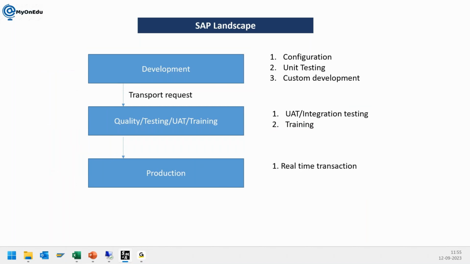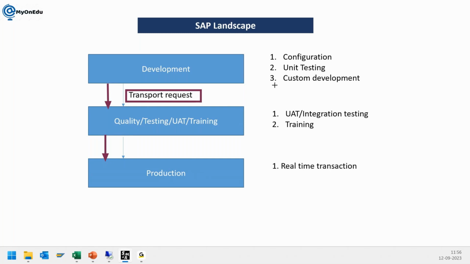Now the question is how the changes move from one system to another. How do we move our changes from the development system to quality and then production? We have a functionality in the system known as the transport request. You will see this when we are doing the configuration.